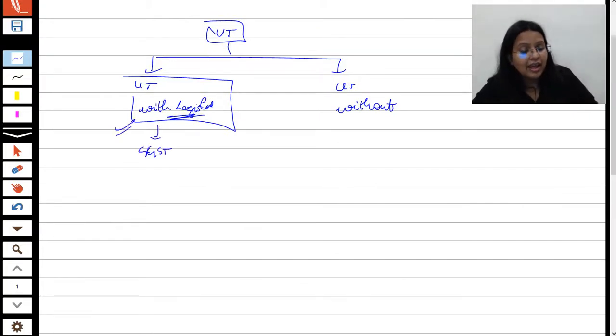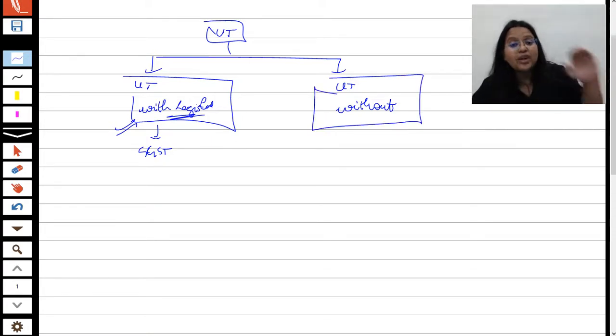Why? Because they are having their own legislature, so on that part CGST plus SGST shall be leviable. But in the case when there is no legislature, that is union territories which are without any kind of legislation, UT GST shall be leviable.